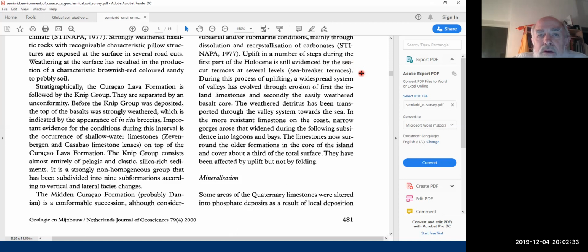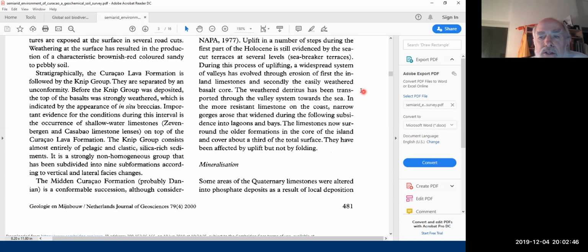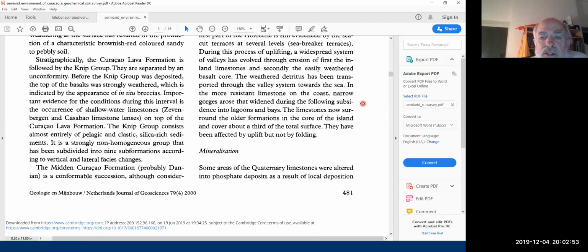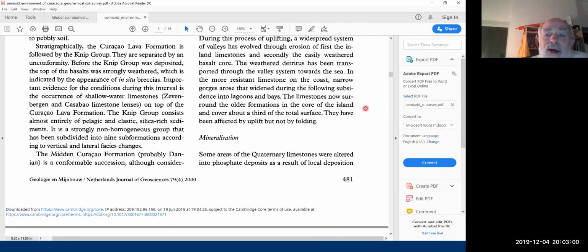Okay. And then during that uplift, now you have opportunity for water to start eroding valleys in the stone. So first through the limestone and then second through the basaltic rock core, and transported through the valley towards the sea. And then you get some narrow valleys, the narrow gorges, and widen. So after that uplift, there was a period when the island started to go back down a little bit. So there may have been wider valleys on a bigger island, but now those wide valleys have become inland lagoons or bays, which turns out to be a good thing for the ports of the island.